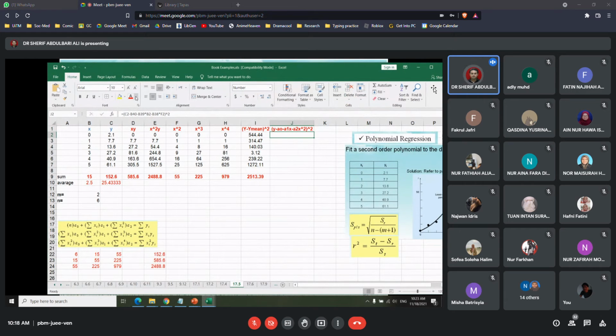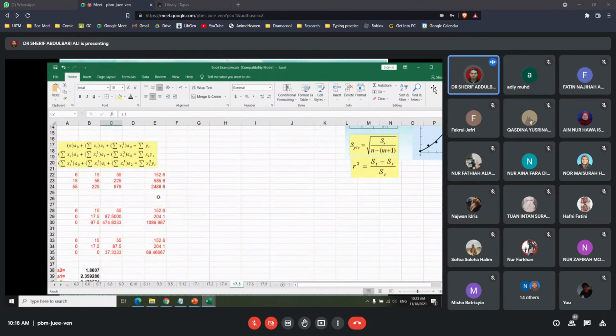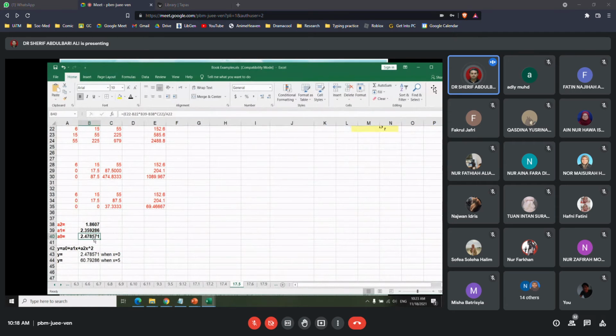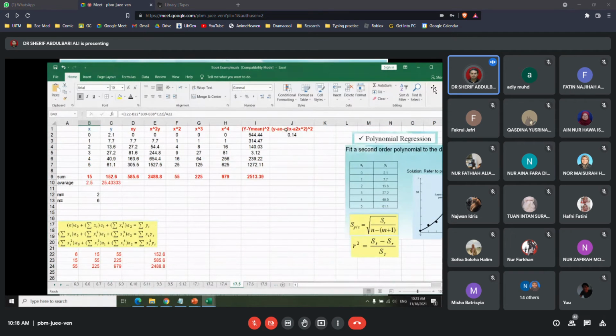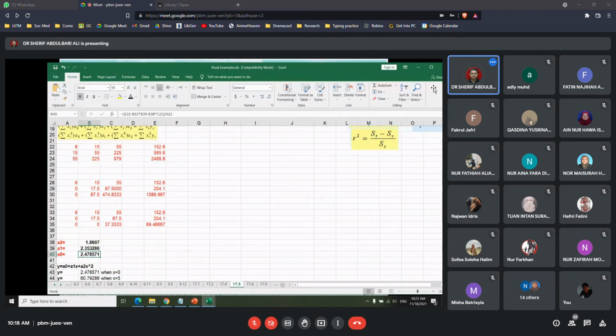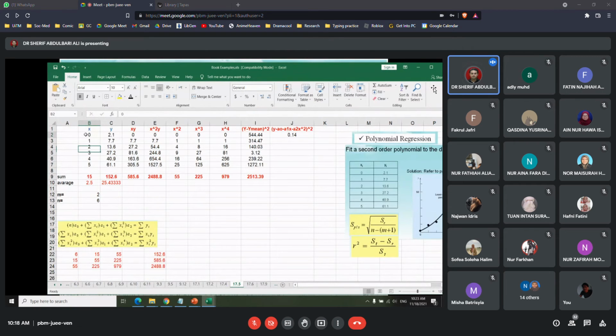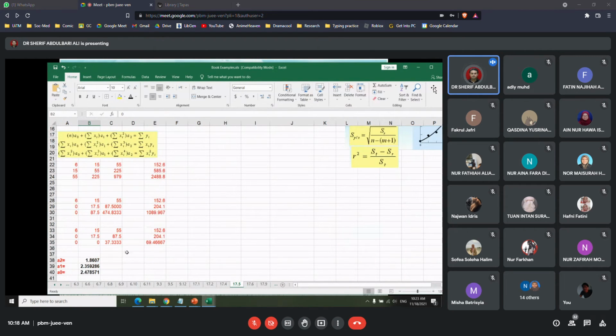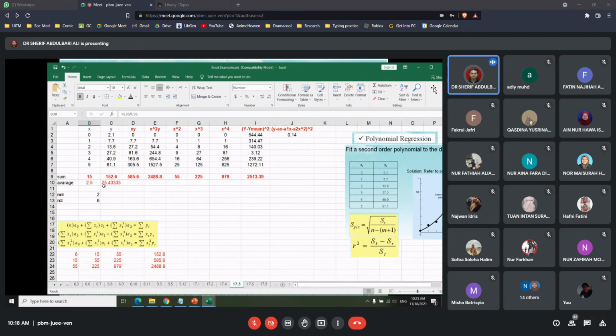So sr is equal to the model. 2.1 minus a0, which is 2.4, minus a1 times the value of x, which is 0, minus a2, 1.8 times x squared, and square all the values. So the answer is 0.14.